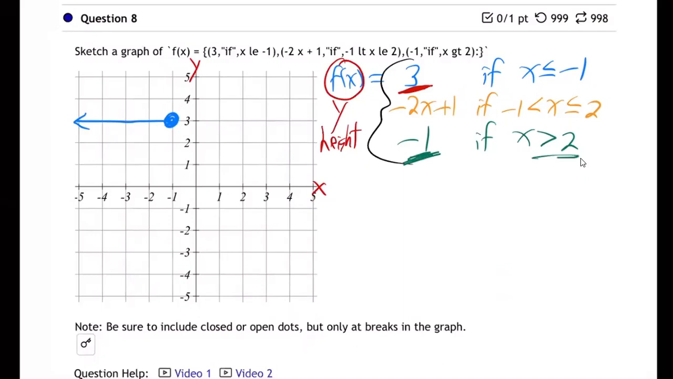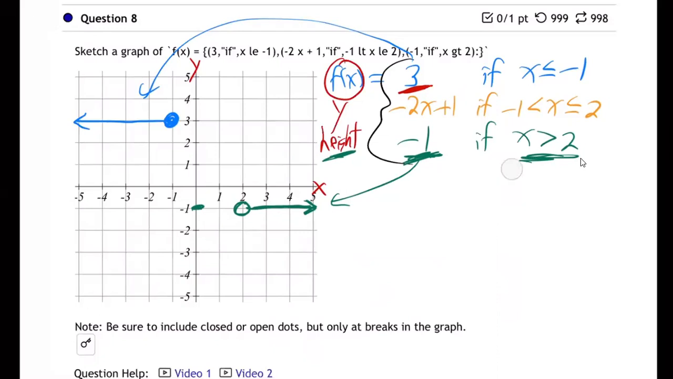Let me jump to the green part. -1 when x is greater than 2. So that's going to be 2 or greater, like that. That part goes there. You see that? And this part goes here. Why? The height is -1. See, the height is -1 when x is greater than 2. So 2 or greater. Open dot at that 2 because it's not equal to the 2. It's only greater than the 2.